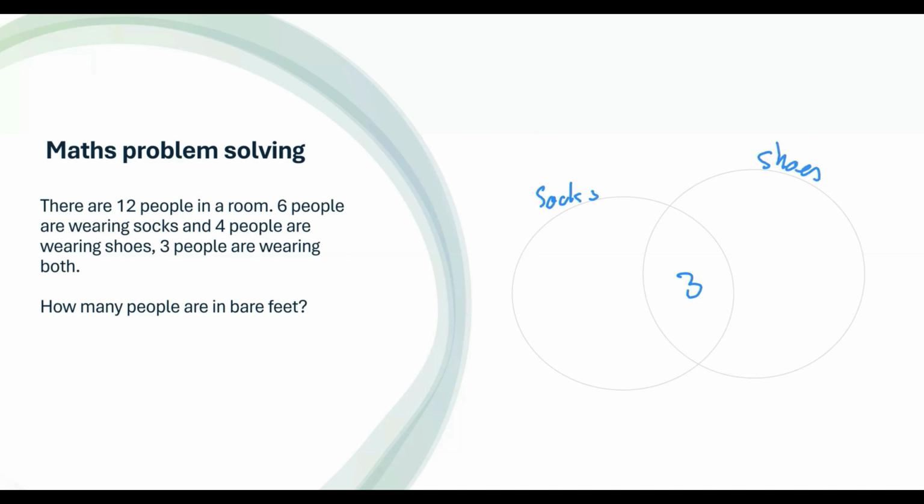All right, 6 wearing socks, but you already got 3 in the middle, sharing already. So you take 3 away from 6, you get another 3. So 3 plus 3 gives you 6 people wearing socks. And 4 people wearing shoes, you get 3 in the middle already, so only 1 just shoe without socks. And how many people are in bare feet? So far you accounted for 7 people already. Now you got 12 people in the room. So 12, take away 7, you get 5. So there'll be 5 people outside. So the answer is that you have 5 people in bare feet.